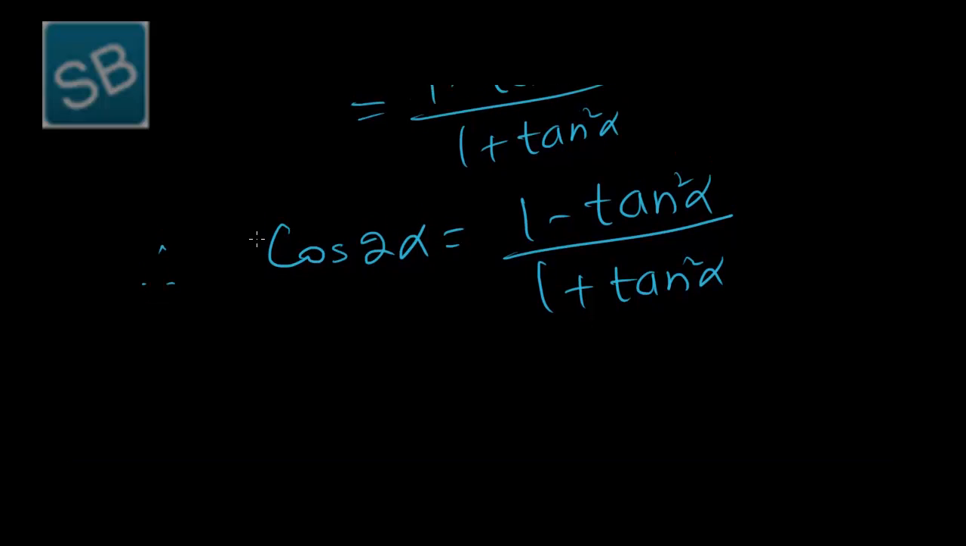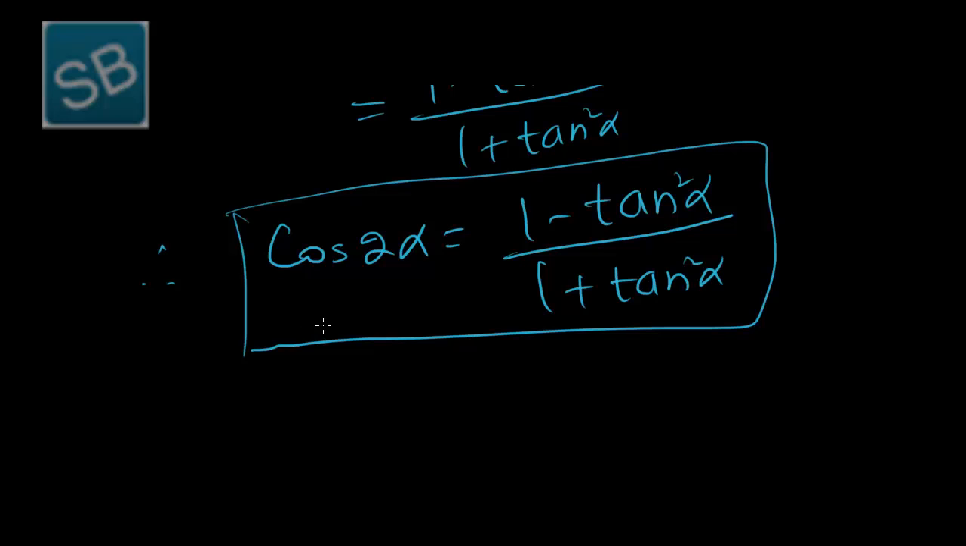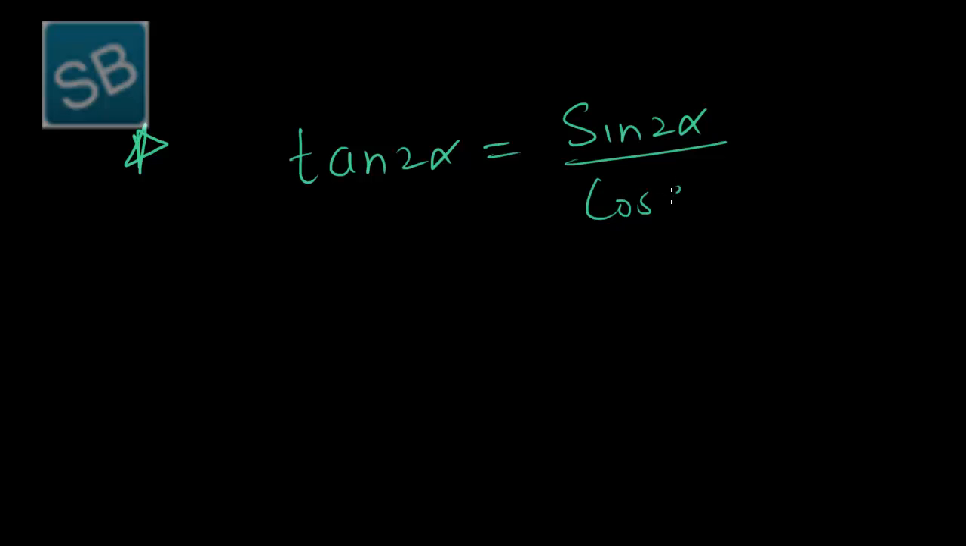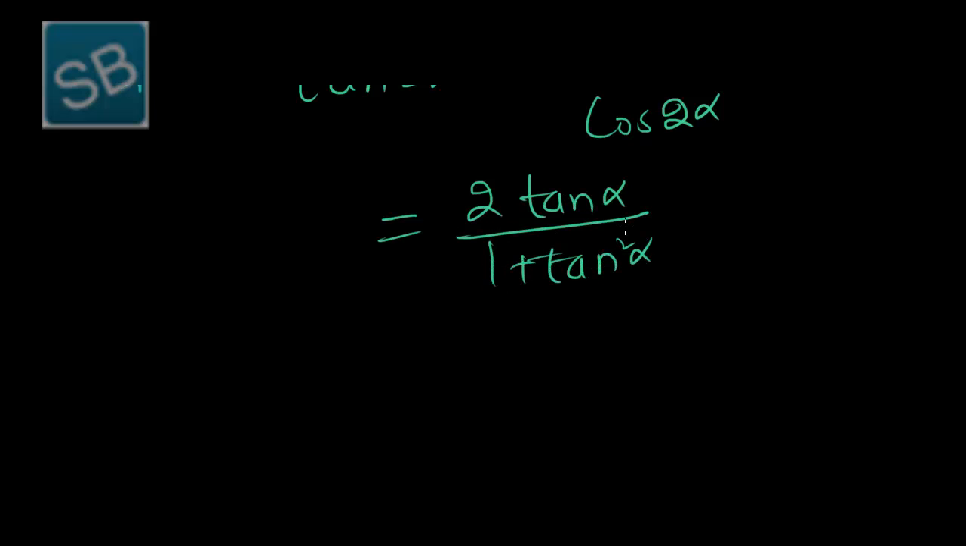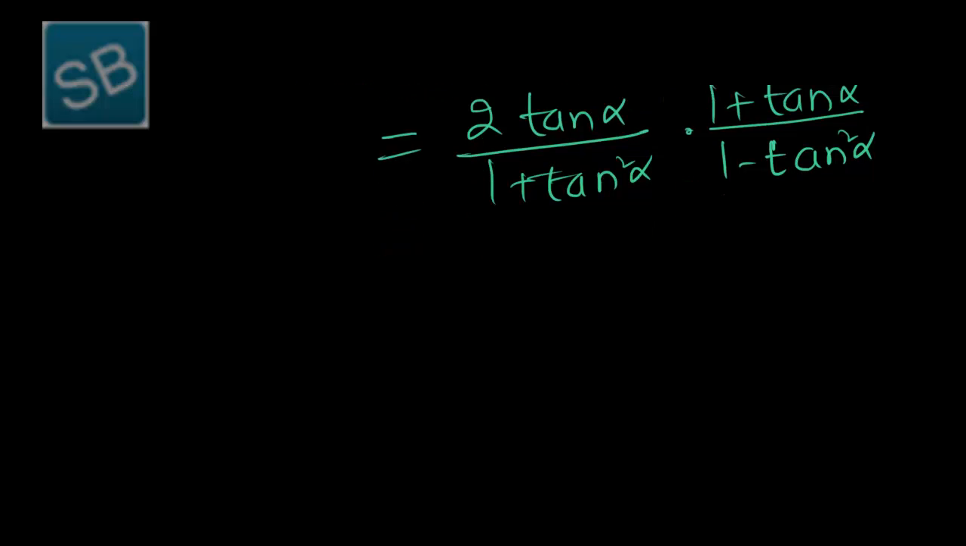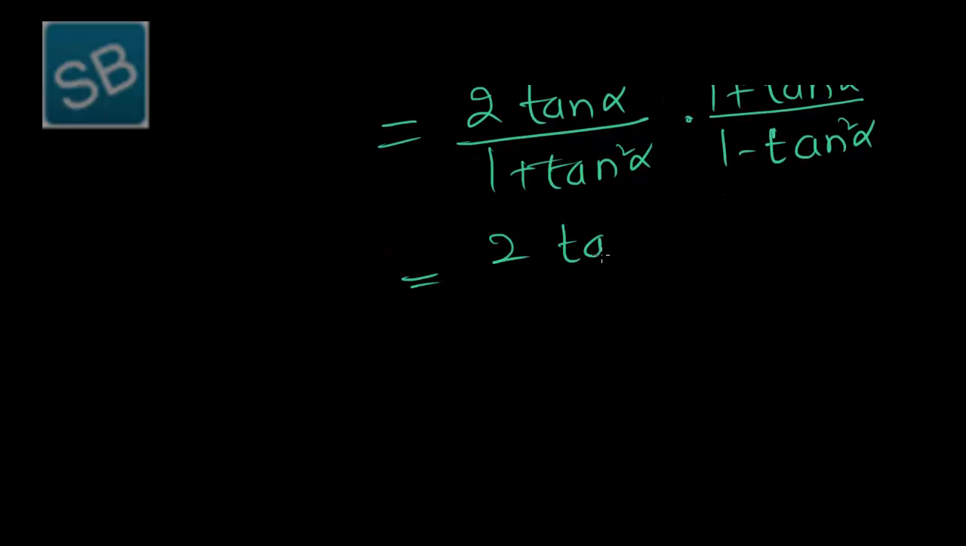Now we will derive the formula for tan 2 alpha by using the formulas of sine 2 alpha and cos 2 alpha. The formula for tan 2 alpha is sine 2 alpha over cos 2 alpha, because tan is a ratio of sine over cos. So we will substitute the value of sine 2 alpha in the form of tan, that is 2 tan alpha over 1 plus tan square alpha, into 1 over cos 2 alpha, which is 1 plus tan square alpha over 1 minus tan square alpha, by reversing the value of cos 2 alpha. We will get tan 2 alpha is equal to 2 tan alpha over 1 minus tan square alpha.